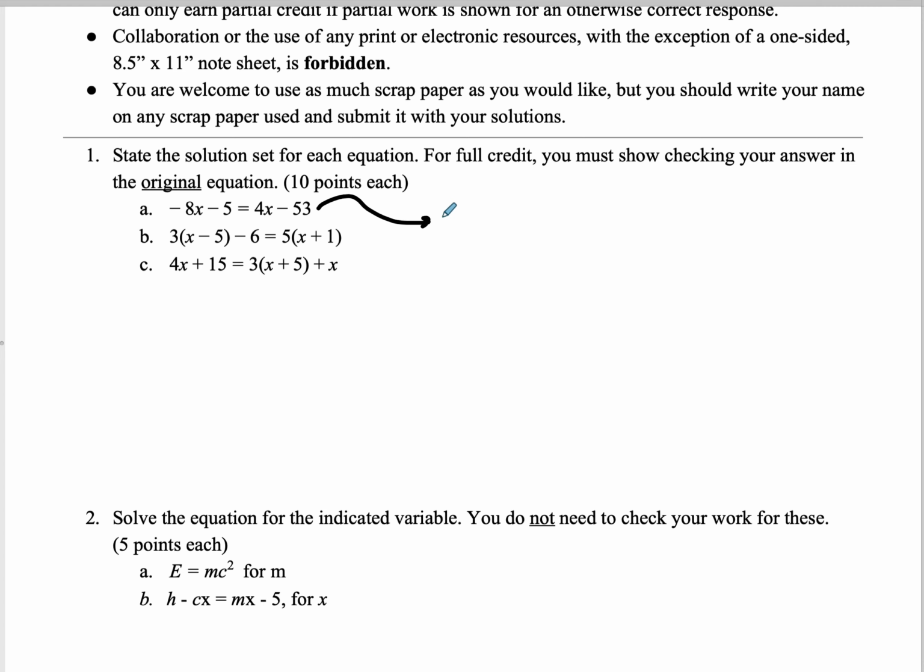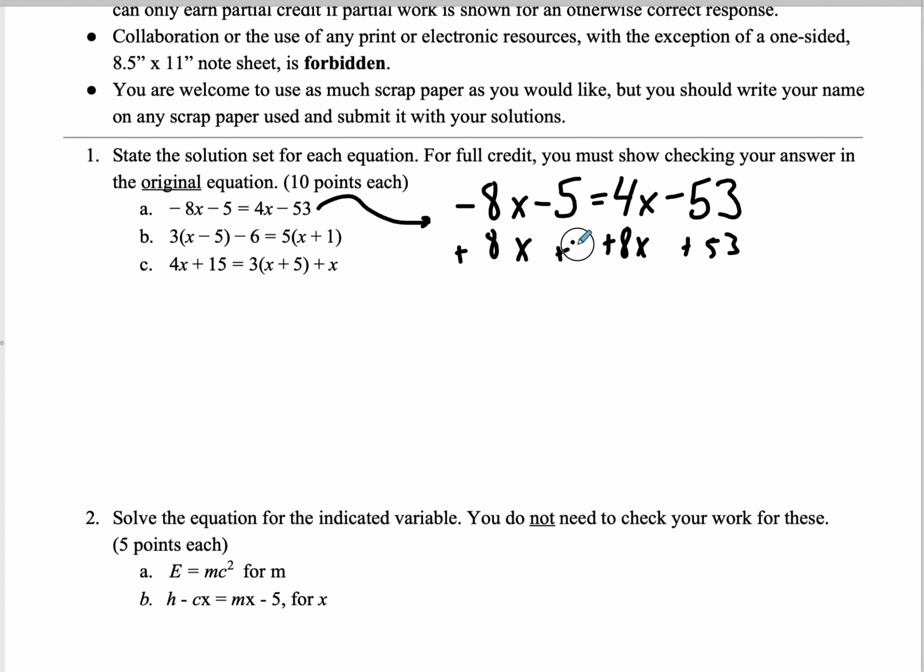So if we look at this equation right here, one thing we want to do, and I think this might have been difficult for a couple people, is making sure you're rewriting this accurately. Now I'm going to go ahead, and there's two different ways you can solve it. You can either move the 8 over. I would actually prefer to add than to subtract. So I'm going to add 8x to both sides, and I'm going to add 53 to both sides. And when I do this, I get 48 equals 12x.